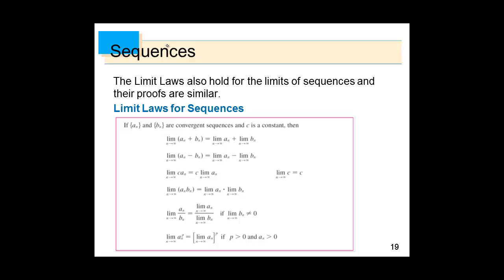The limit of the product of two sequences is the same as the product of the limits. And what's the limit of the ratio of two sequences? It is the ratio of the limits of the two sequences. However, for this to work, you have to make sure that the limit of b_n is not 0. Otherwise, you cannot divide by that.